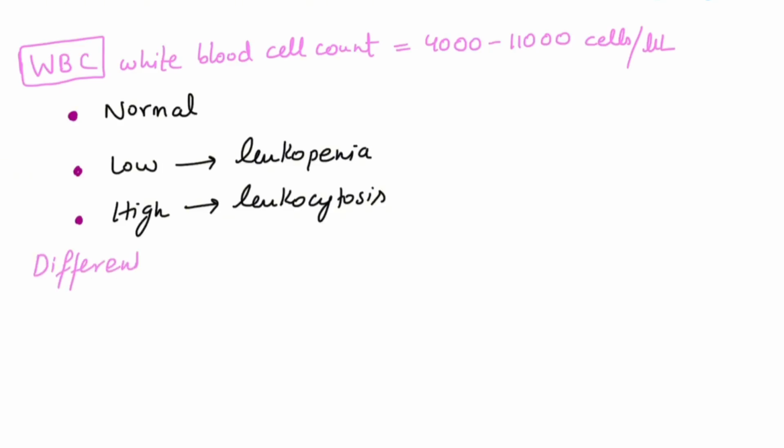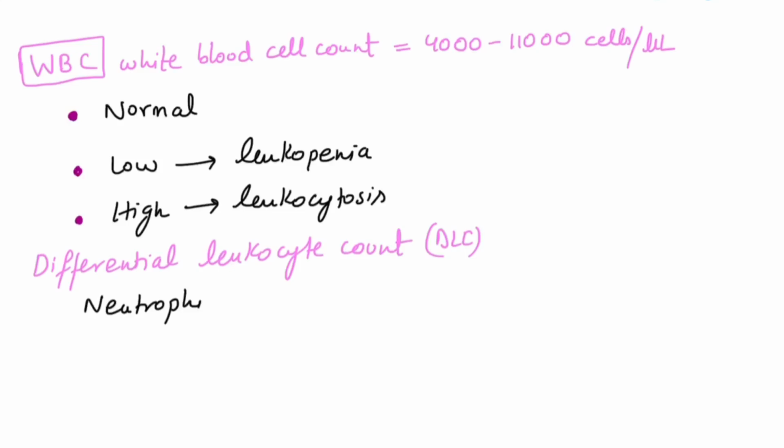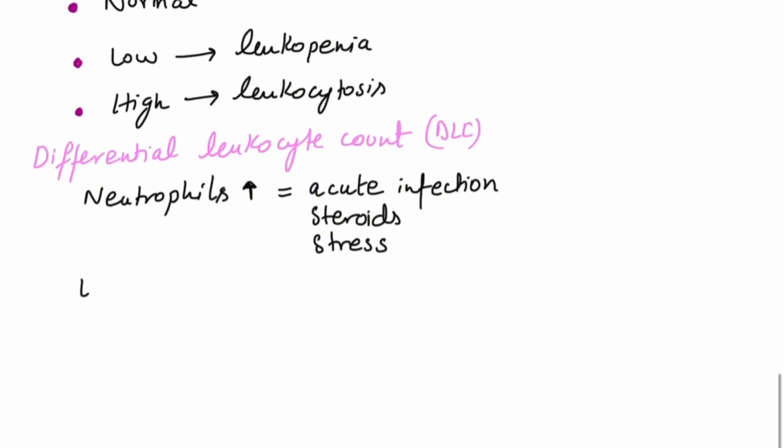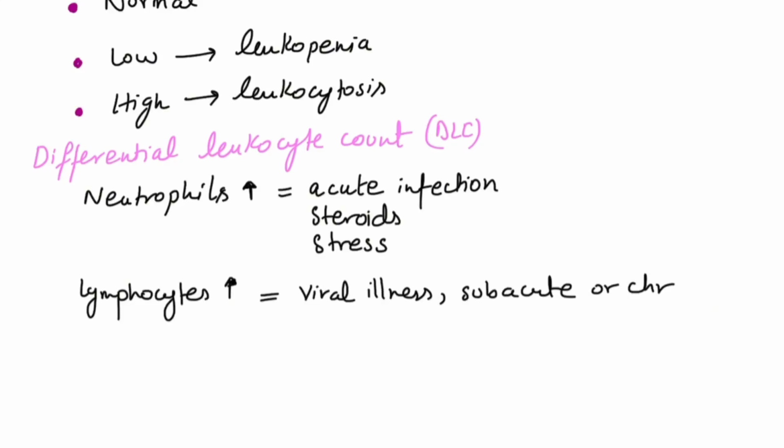If the level is low, then it means it's leukopenia. If it is high, then it is leukocytosis. Both conditions can happen in sepsis and infection, and they can sometimes indicate the prognosis of a disease. So this is not enough. We need to look at the differential leukocyte counts to see what this rise is indicating. If the neutrophils are high, that mostly indicates an acute phase of infection, that some acute problem is going on. It could be high in case of steroid intake and in stress situations as well.